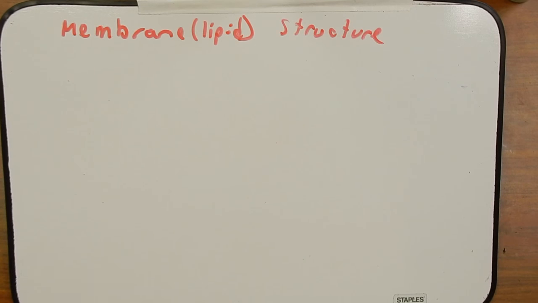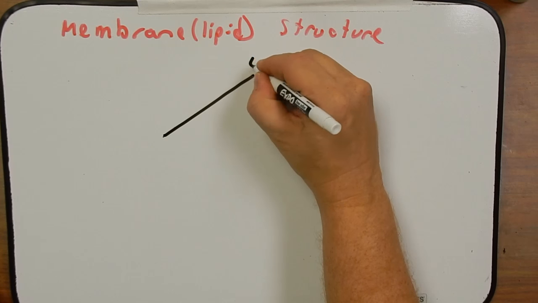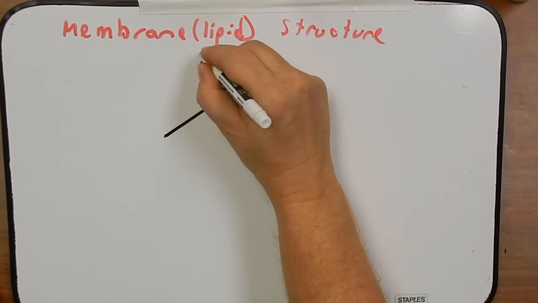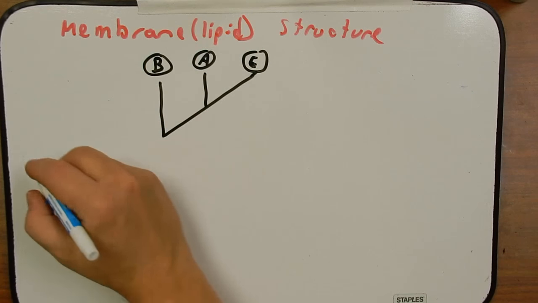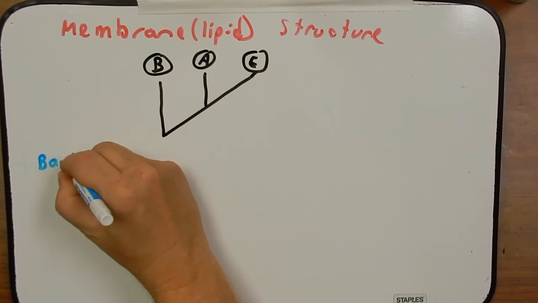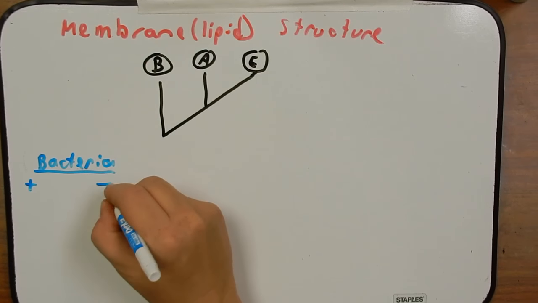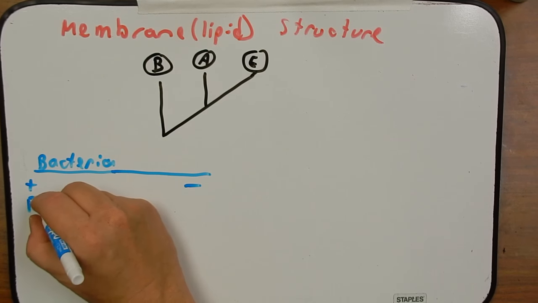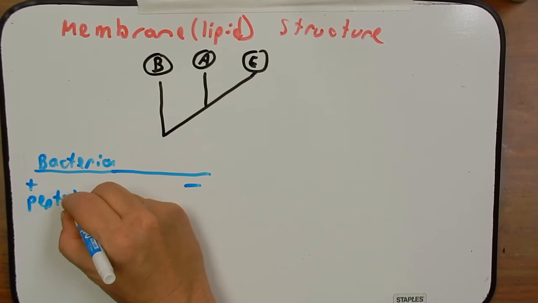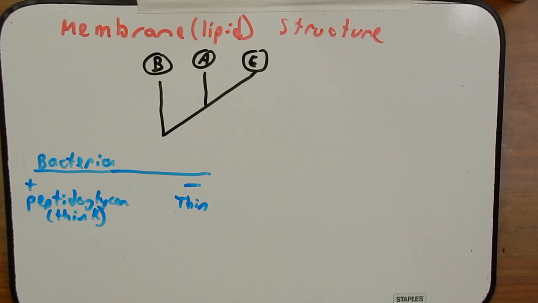As we begin this discussion, I want to talk briefly about the differences between eukaryotes, archaea, and bacteria. So let's begin by talking a little bit about bacteria. Remember that bacteria are either gram-positive or they're gram-negative. Remember that gram-positive bacteria are characterized as having a very thick peptidoglycan layer. And for the gram-negative bacteria, it has a very thin peptidoglycan layer.